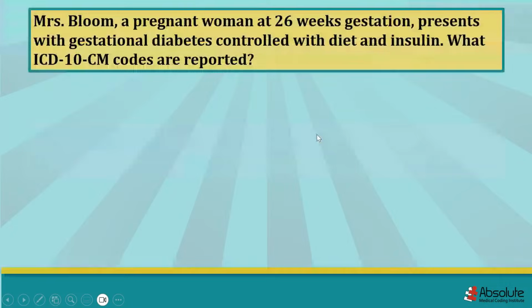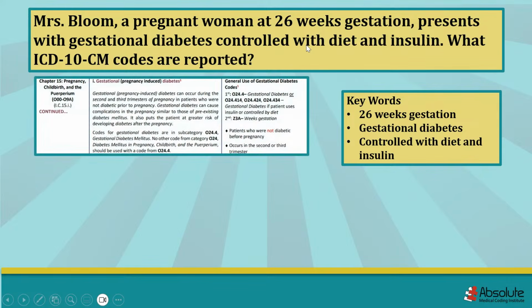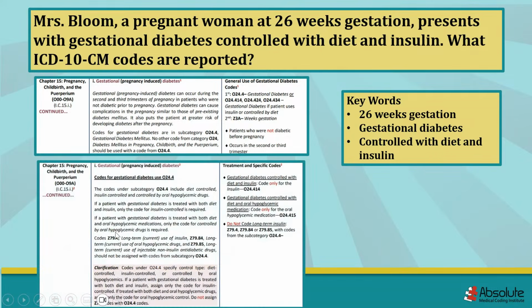Alrighty. So again, this is our scenario, and the keywords we're taking out of this are her 26 weeks of gestation, the gestational diabetes, and the gestational diabetes being controlled with diet and insulin. This is what the guideline looks like. This is the whole guideline, IC15I, which is gestational or pregnancy-induced diabetes. If you look right here to the right, it's giving us a sequencing suggestion.